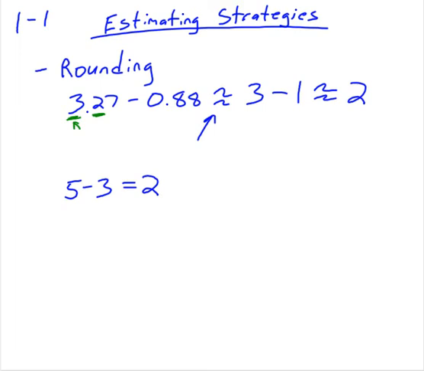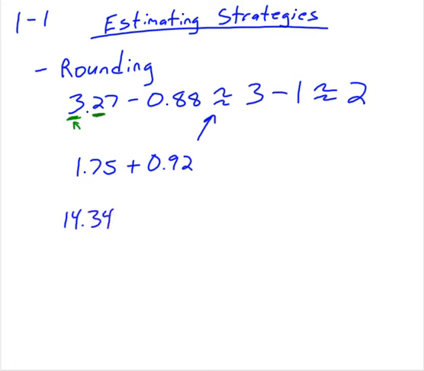And let's see if we can practice. I'm going to put up 3 problems. I want you to pause, try them yourself, and then you can unpause and see if you did it right. The problems are going to be 1.75 plus 0.92. The next one is going to be 14.34 minus 7.8, and the third one is going to be 4.9 times 6.25. Alright, so pause and try those out.